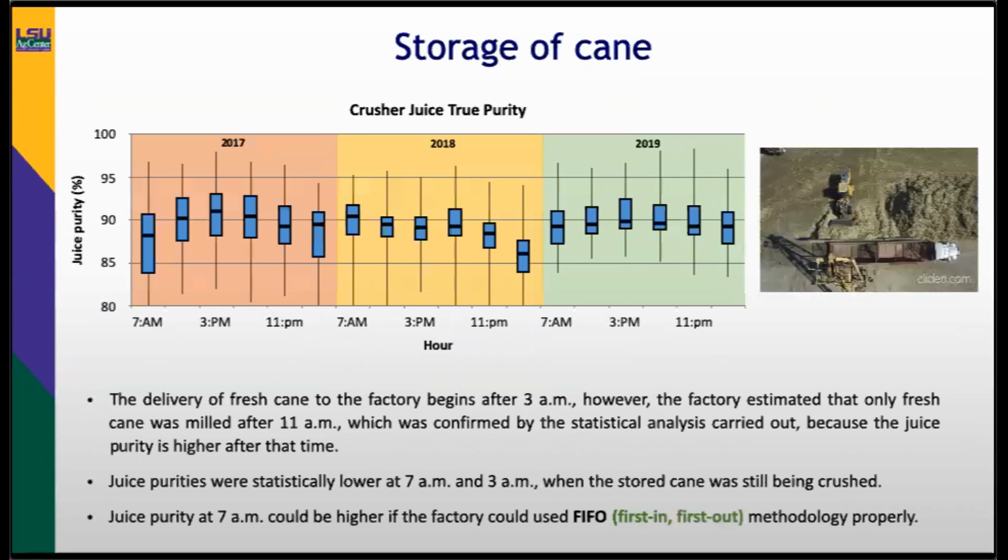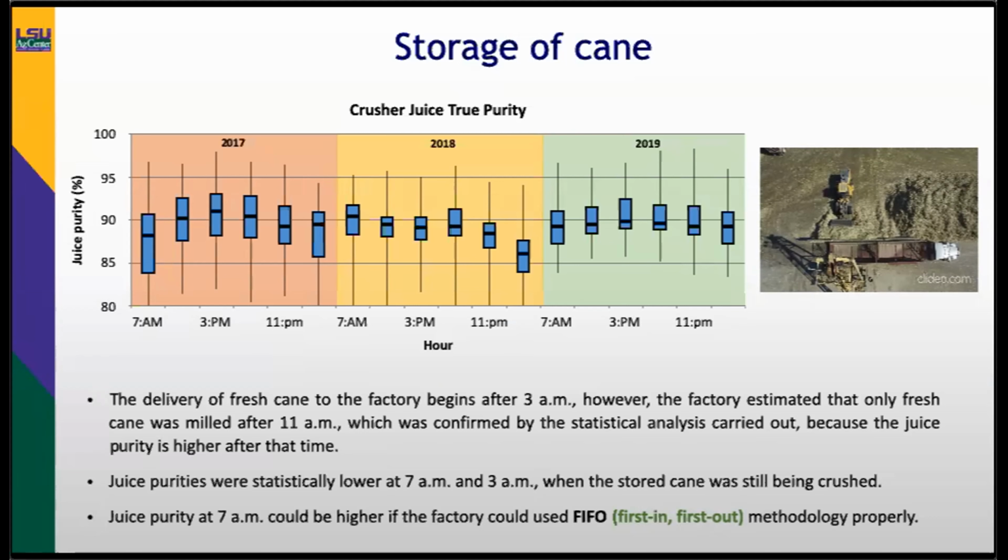We analyzed different process units in the factory. The first operation unit that we analyzed was the storage of cane. We know that most of the factories here in Louisiana store cane during the night, and then in the next morning they grind that cane. In this specific factory, the delivery of fresh cane to the factory begins after 3 a.m. However, the factory estimates that they start grinding fresh cane only after 11 a.m.